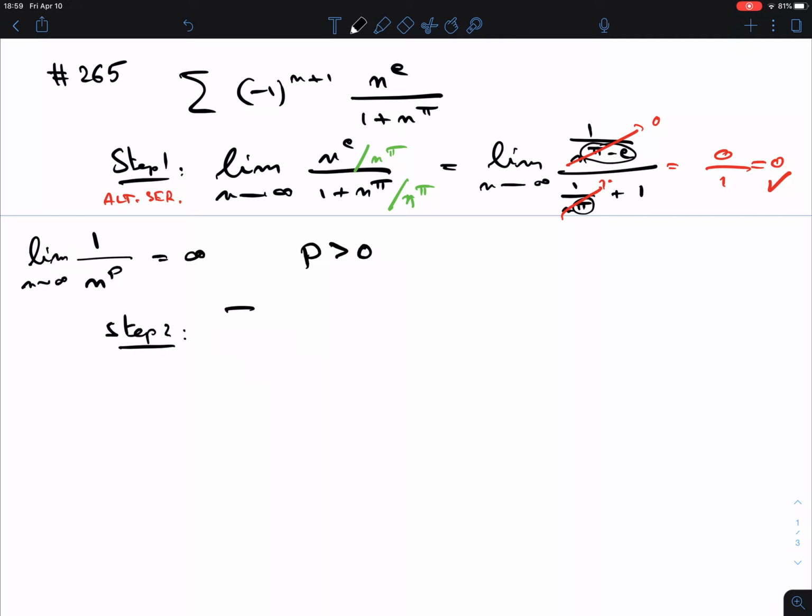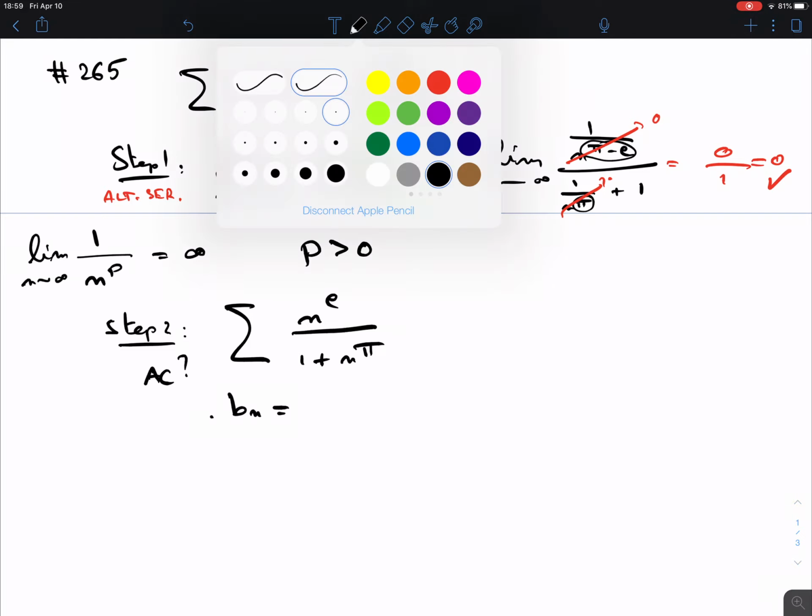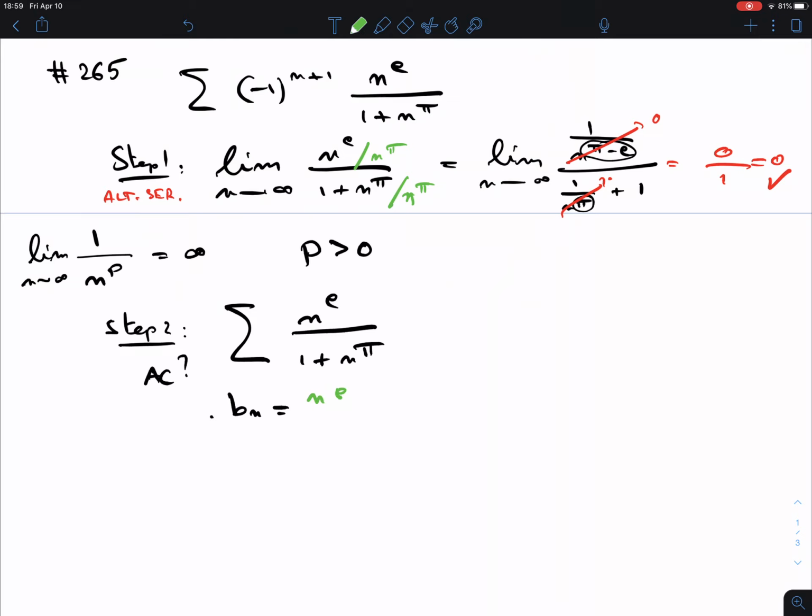Well, it's the same, right? So now we ignore again. So this is the AC, right? Ignore the plus or minuses, and we look at this. Same as before, we find out what Bn is. We know now what the powers are. It's n to the e over n to the pi. So we do the limit again, the limit for an divided by bn.